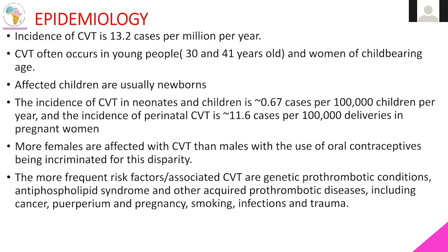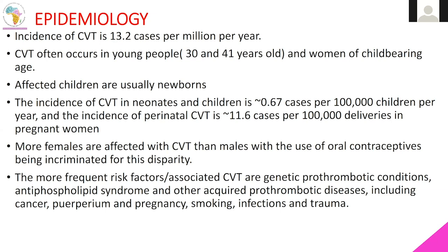As for epidemiology, the incidence of CVT is 13.2 cases per million per year, and CVT often occurs in young people and women of childbearing age. Affected children are usually newborns. The incidence of CVT in neonates and children is 0.67 cases per 100,000 children per year, and the incidence of perinatal CVT is 11.6 cases per 100,000 deliveries in pregnant women. More females are affected with CVT than males, with the use of oral contraceptive being incriminated for this disparity.